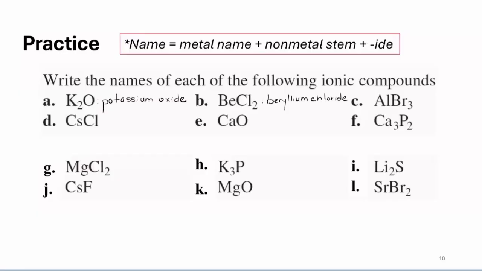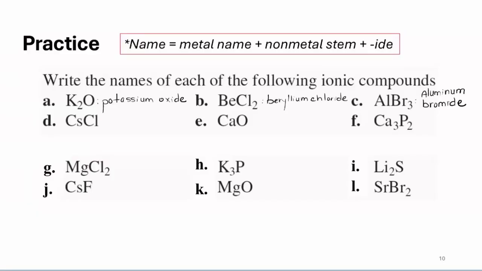Next, we have AlBr3. Because of space, I'm just going to put the two words one on top of the other. The name of the metal is aluminum. The name of the nonmetal ion is bromide. I'm going to now do the examples on the first row, meaning G, H, and I.